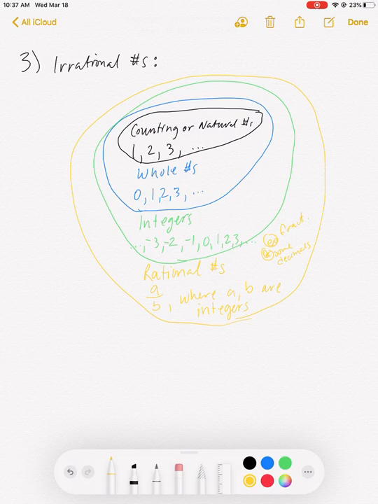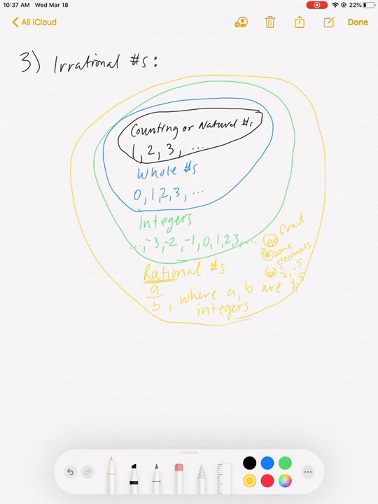Other examples are like 1/2 and 0.5, because 0.5 can be written as 1/2. Other examples are 1/3 and 0.3 repeating. Even though it's a decimal that goes on forever, if it repeats, then it can be written as a ratio of two numbers. And that's where the name rational numbers comes from. It comes from numbers that can be written as a ratio.